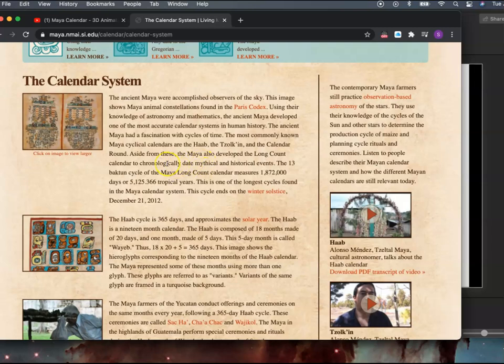But the long count calendar is chronologically dated mythical and historical events. The 13 Baktun cycle of the Mayan long count calendar measures 1,872,000 days, or 5,125 tropical years. And this is one of the longest cycles in the Mayan calendar, and hence why you have people believing that the world was going to end on December 21st of 2012.